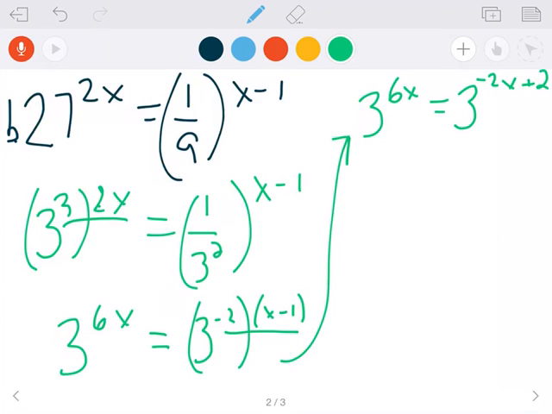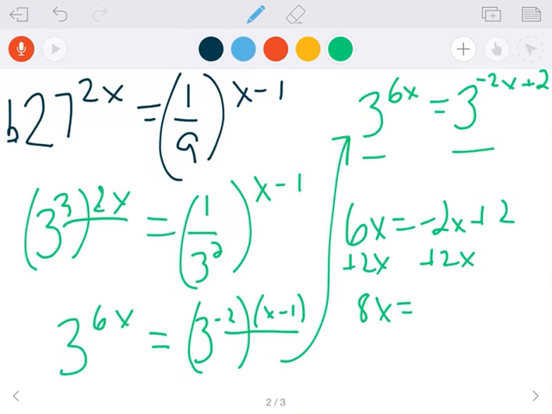And now that we have the same bases, we can essentially just set the exponents equal to each other. So we have 6x equals negative 2x plus 2, and then we can solve that. So add 2x, we get 8x equals 2, divide by 8, 2 eighths can be reduced to 1/4.